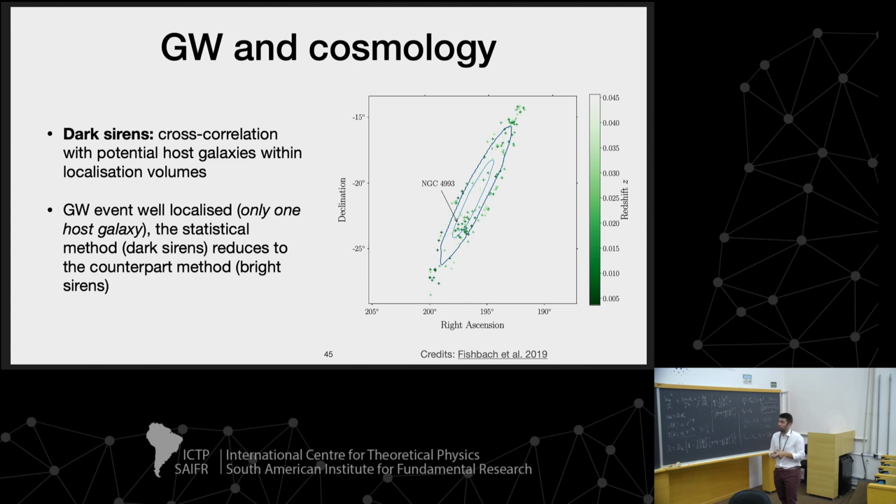This is not the case, of course, because what I'm plotting here is the sky localization of GW170817 with NGC 4993 highlighted. These are all the galaxies that are in the sky localization of GW170817. So this is another way to do cosmology. Of course, it is trivially proportional to the sky localization.